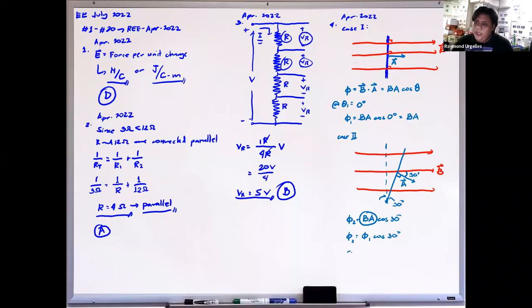So kaya dito, makikita phi2 is equal to 5 Weber. So then multiply this by cosine of 30. So then you will get this to be 4.3 Webers. So kaya yung sagot natin dito is letter B. So any questions sa number 4? No? Okay.